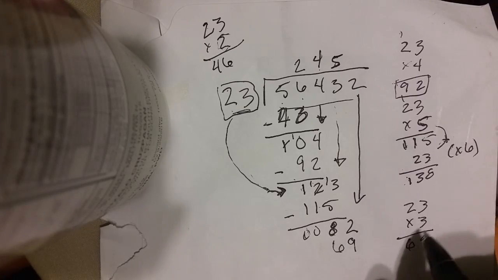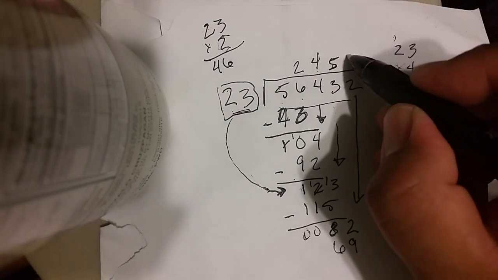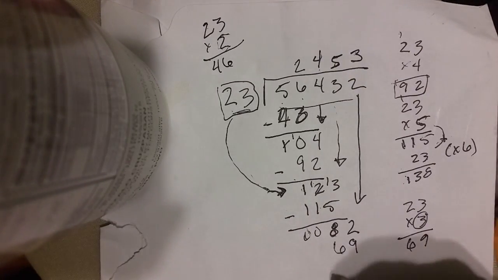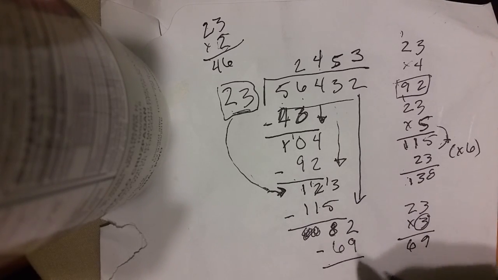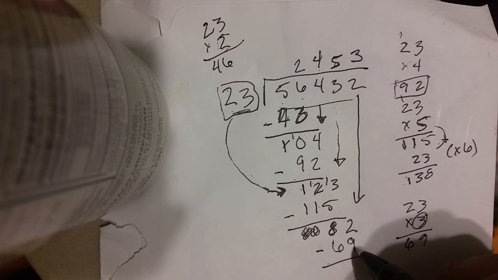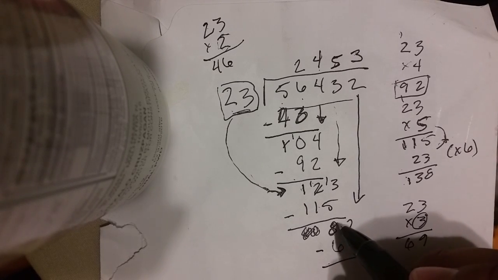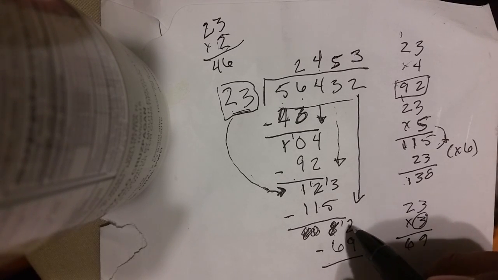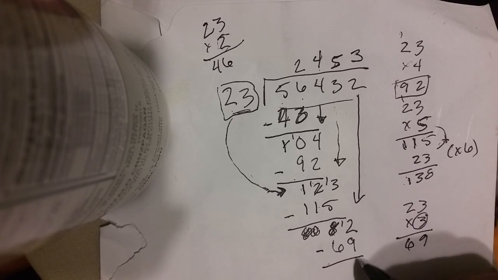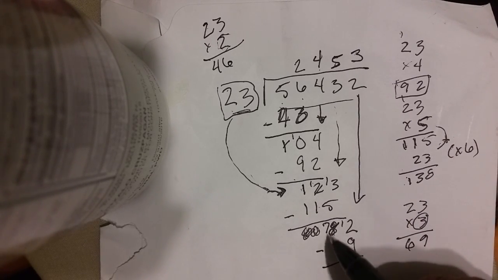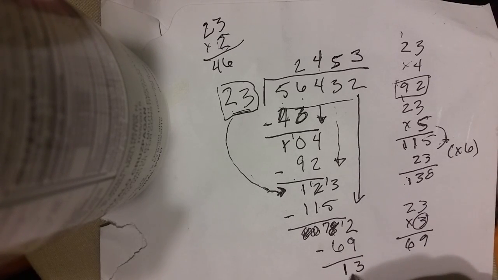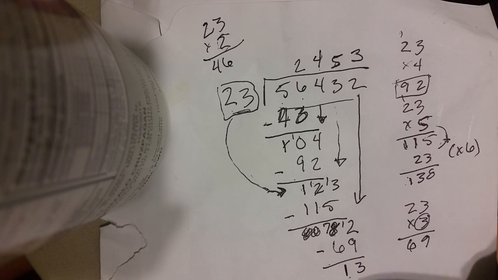Alright, I'm going to write that down there, and this number I'm going to write up here. Okay, so pretend that these aren't here, and I'm going to subtract this out. Alright, 2 take away 9 doesn't work, so I got to borrow 1. So 12 minus 9 is 3. I still have 7 over here, so 7 minus 6 is 1. So I have 13 that I still have to work with.